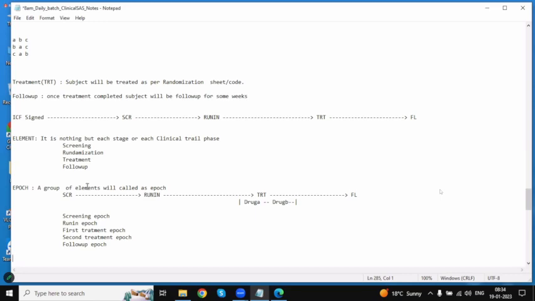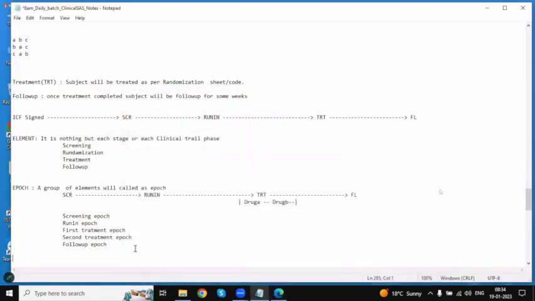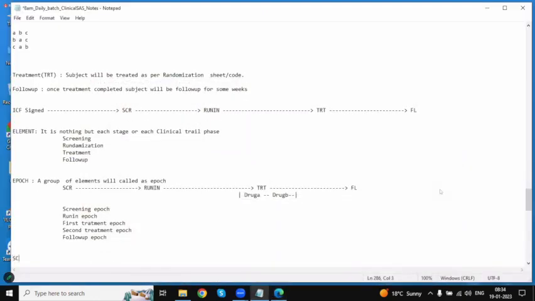And apart from this, if you observe this study design, you'll have visit 1, visit 2, visit 3, visit 4, visit 5, visit 6, 7, 8, 9. So these visits are there in the different visits. The screening day 0, week 2, week 4, week 8. What are all these? These are scheduled visits. So there are two types of visits.